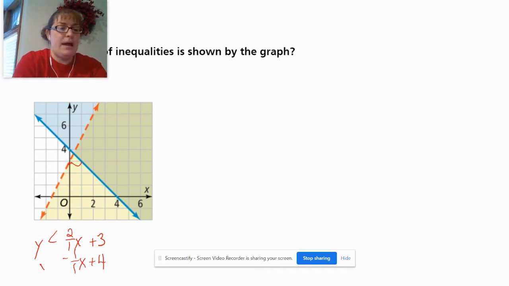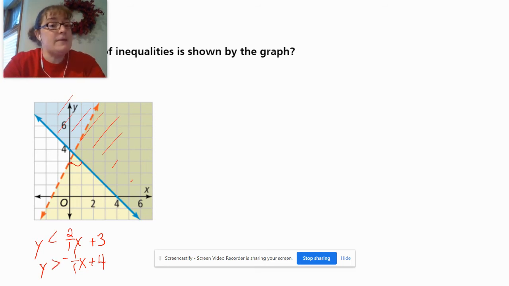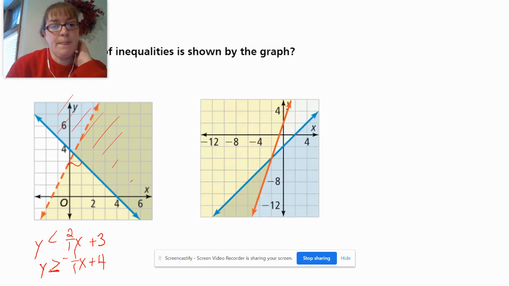I'm going to have my y out front. And this time the blue line looks like I'm shading on this side, so that would be a greater than sign. Now, do I need the equal to on this one? The answer is yes. I will need an equal to on this one because, well, my pen again is not wanting to work. Greater than or equal to because it is a solid line on this one. I'll give you a minute to try this one on your own.